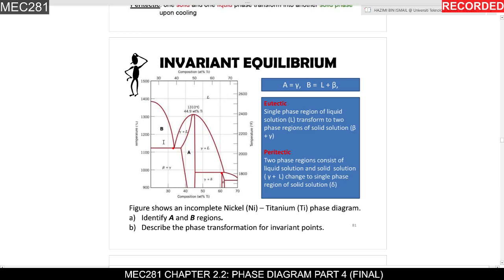So the B region can be decided as the peritectic solution. The two-phase region consists of a liquid solution and a solid solution, gamma plus liquid, changing to the single phase region of solid solution, which we call the delta here. You can study more about this if you refer to the textbooks.